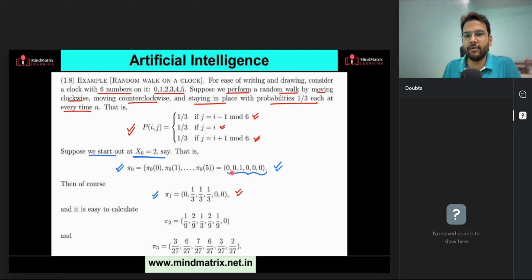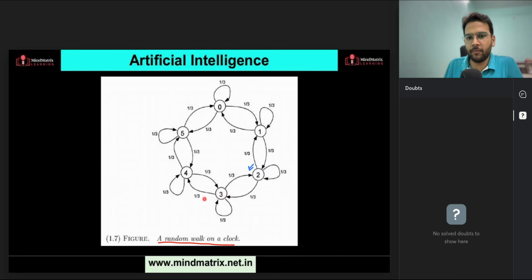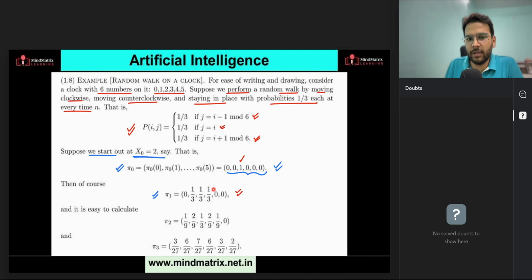And you can verify also. How can you verify? This is very simple. Let's say you are starting from state 2. Now from state 2, either you can move to the same state, or you can go to state 1, or you can move to state 3. So can I say that if you multiply this, these three values will be 1 into 1 by 3, 1 into 1 by 3, 1 into 1 by 3, and the rest will all be 0? Yes or no? So I can write here for your reference that pi 1 is nothing but pi 0 into P, in this scenario. Is this clear so far? This is what we have done.